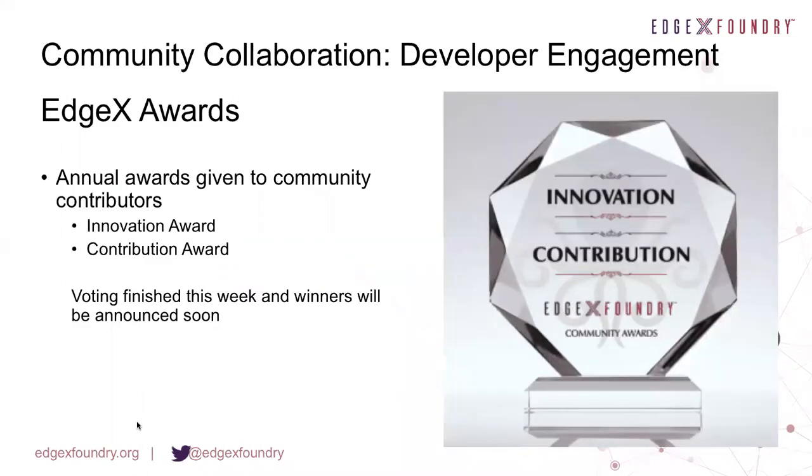Next slide. Another way we engage with our developers is through awards. Every year, the project gives awards, and this is based on a voting process of the active contributors on the best innovation from a contributor, and also the contributor that is being very active in the project for that year. So again, the working groups and the active contributors are the ones that vote for this. And this year, the announcement of the winners is going to come out soon. Next slide.